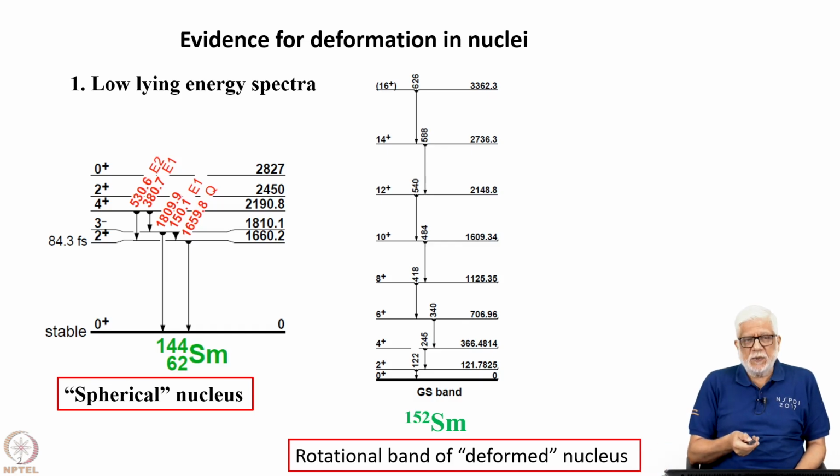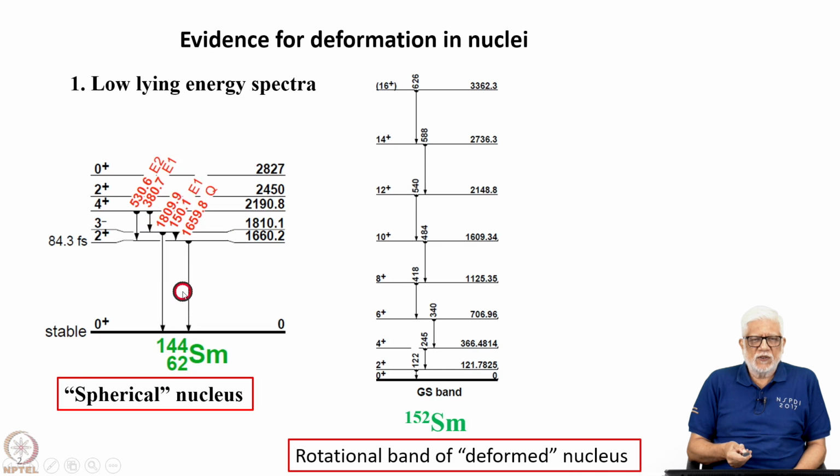This nucleus exhibits a first excited state which is rather high, at 1.66 MeV, and then there is a bunching of states. So, there is a 3 minus at 1.8, 4 plus at 2.19, 2 plus, another 0 plus, all around about 2.4 MeV plus minus 0.4 MeV, or let us say 2.5 plus minus 0.4 MeV. In fact, it turns out that these are so-called good vibrational nuclei.